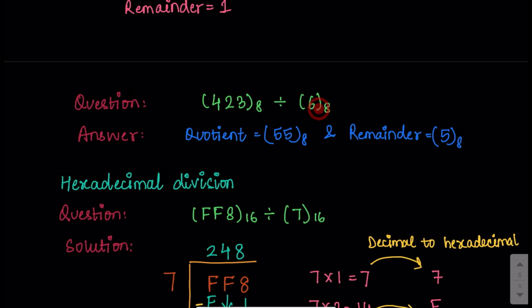In this way, if we have another question for octal, like say we need to divide 423 with 6 as per the octal number system, then this can be performed in this way. So we have to divide 423 with the number 6. So first of all, we'll write the table for 6 as per the octal number system.